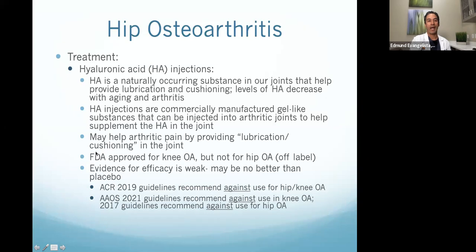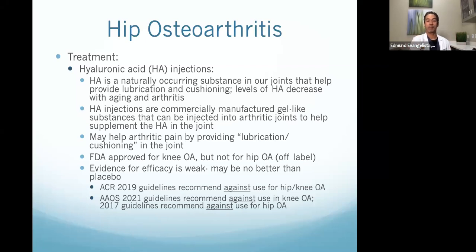What about hyaluronic acid injections, or HA injections? Hyaluronic acid is a naturally occurring substance in our joints that can provide lubrication and cushioning. And we know that with aging and with arthritis, the levels of HA in the joint are decreased. So hyaluronic acid injections are commercially manufactured gels, a gel-like substance that we can inject into the joint that can help supplement or replenish the HA in the joint. These injections may help arthritic pain by providing lubrication or cushioning in the joint.